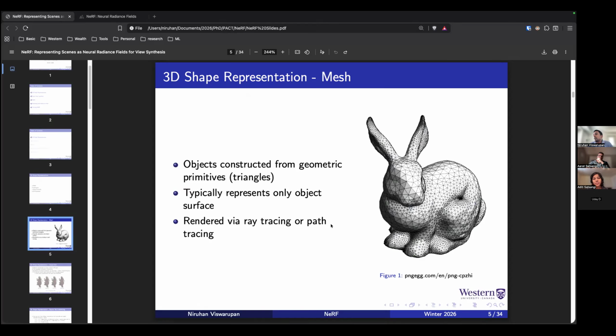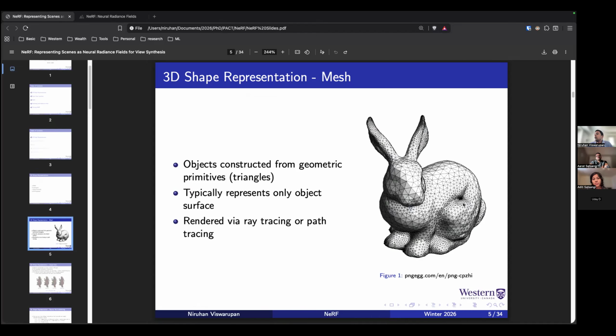Once you have this mesh representation, you can do some ray tracing and rendering. We will discuss this ray tracing in detail when we talk about NeRF rendering. So it also uses this ray tracing and rendering.